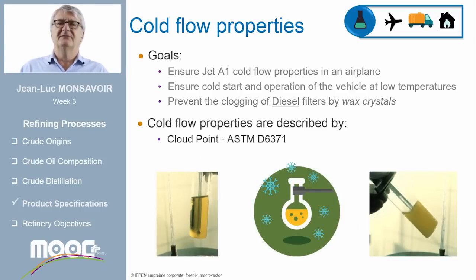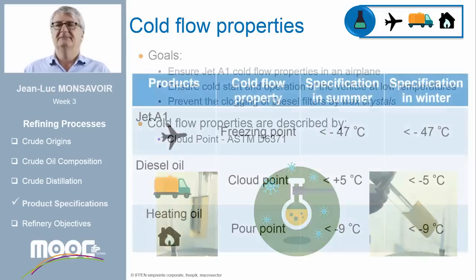Cold flow properties of diesel fuel are described by the cloud point. For the cloud point, a diesel fuel sample is slowly cooled down and its visual aspect is observed. Okay? So when a sort of cloud is noticed, this is the cloud point. When the diesel becomes solid and cannot flow, this is the pour point.